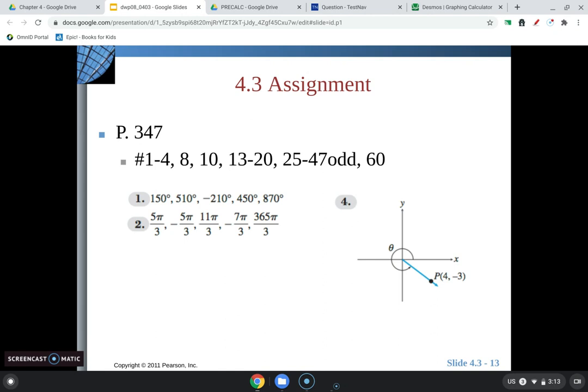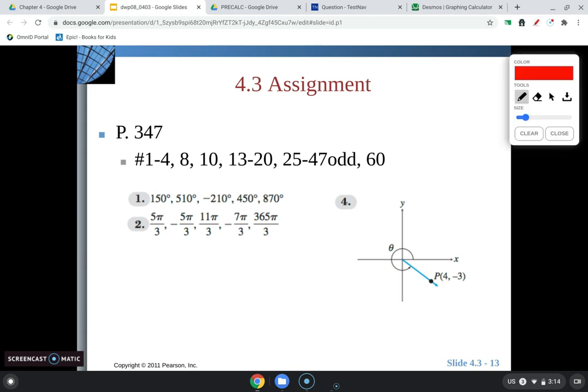347 here. Numbers 1 and 2, we're supposed to identify one angle that is not coterminal with the others. Well, so we have to add or subtract 360 for the degrees. Well, 150 plus 360 is 510. 150 minus 360 is -210. 150 to 450 is 300, so that's it. That's the one that's not coterminal. Okay. If you add them together, you should get 360 or -360.